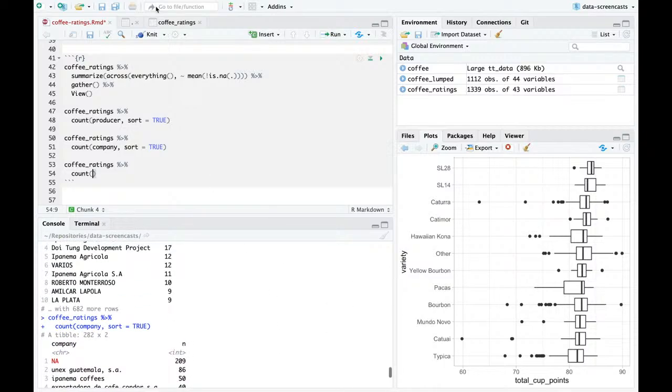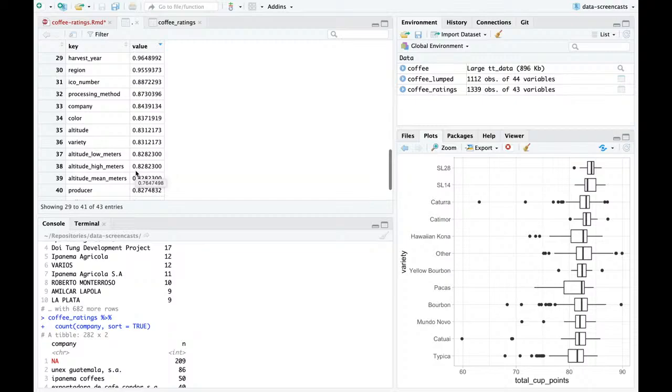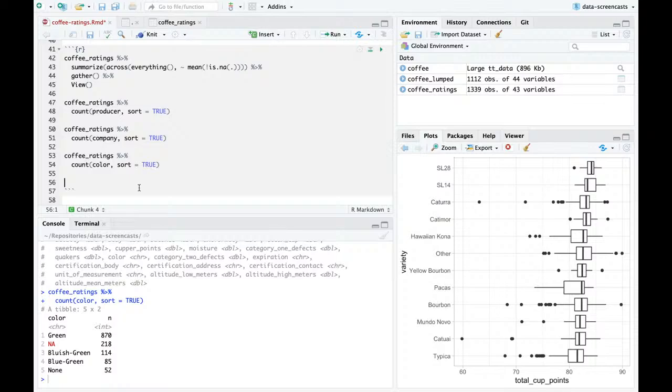Mill, we saw, is missing a lot. Not that much, missing a quarter. I'm probably not going to do it. I think I could look at color. I'm going to take a look at processing method. Cool, there are 4 colors. Green, coffee. Okay, I kind of thought coffee was mostly brown, and like I said, I'm learning a lot. It is either green, blue-green, or none.